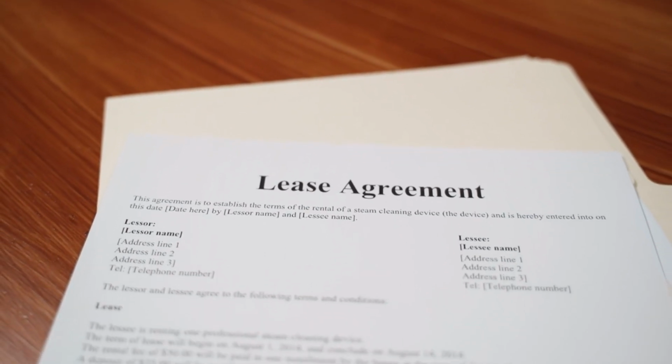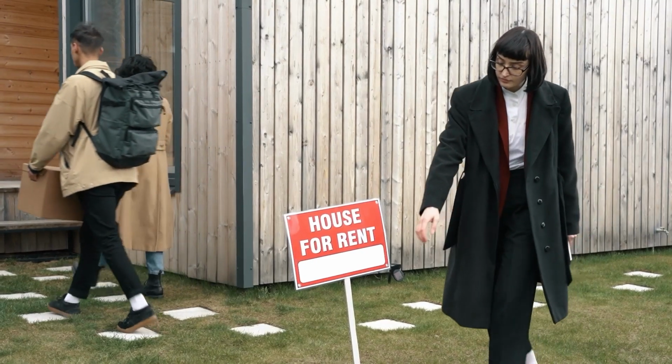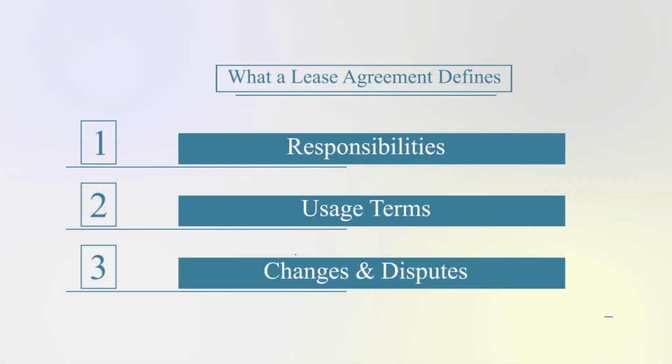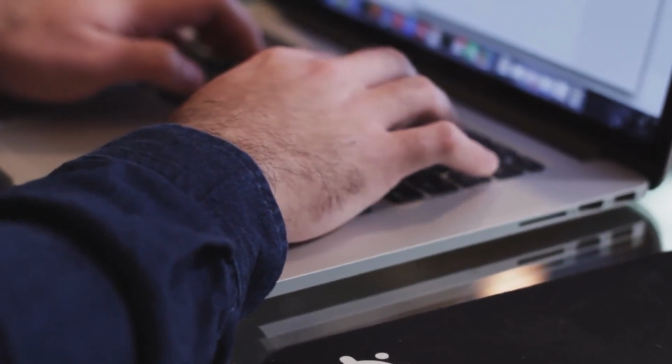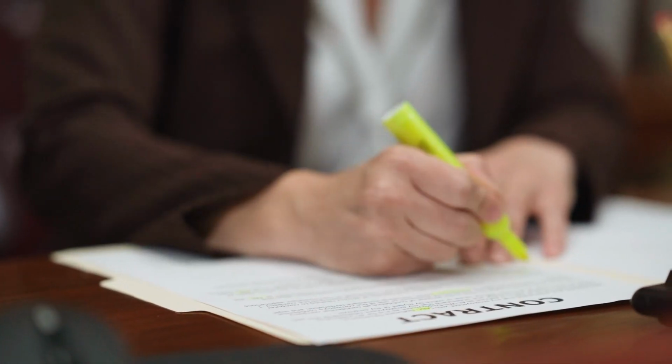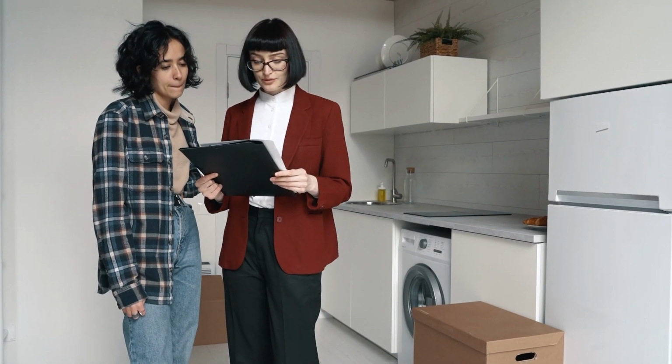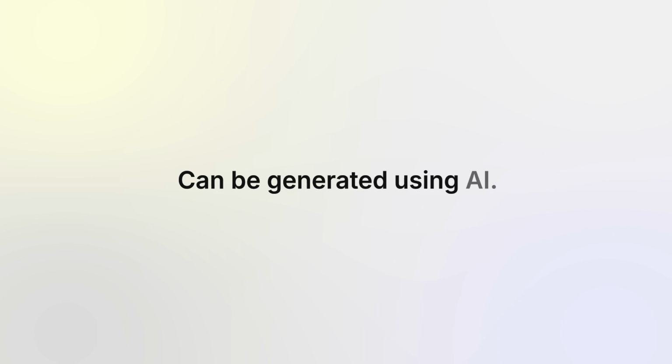Creating a lease agreement is not just about rent and duration. It defines responsibilities, usage terms, and what happens if things change. But drafting one often means starting from scratch, editing old documents, or worrying about missing important clauses. Here's how a lease agreement can be generated using AI.